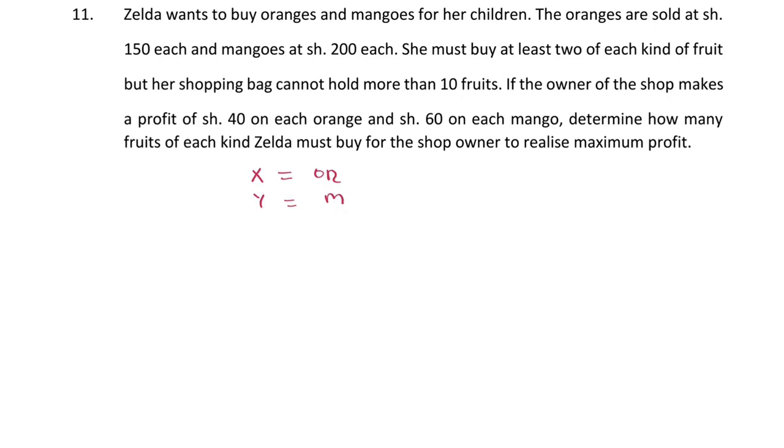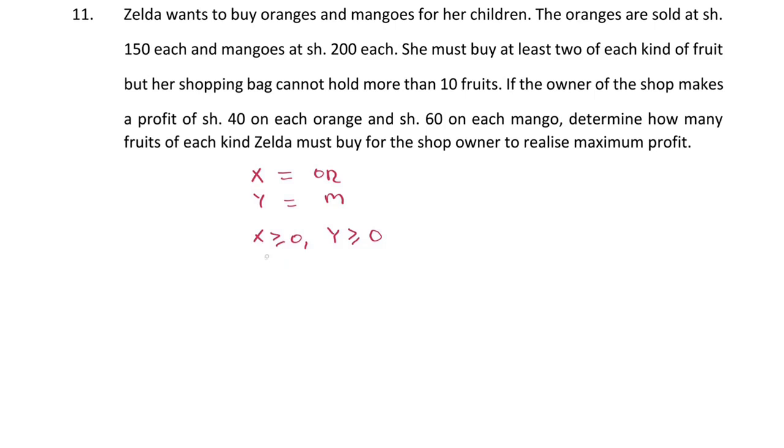Okay, so next let us form the inequalities. We are going first to introduce the non-negative inequalities since the number of fruits cannot be 0. So we are saying x should be greater or equal to 0 and y should be greater or equal to 0. We have been told that Zelda bought at least 2 of each type of fruit, meaning x and y are both greater or equal to 2.